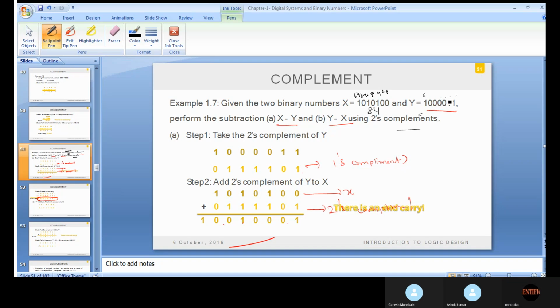64, 67. Okay, 84 minus 67 will be equal to what? What is 84 minus 67? 17. So 17. So what is the result which we are getting?